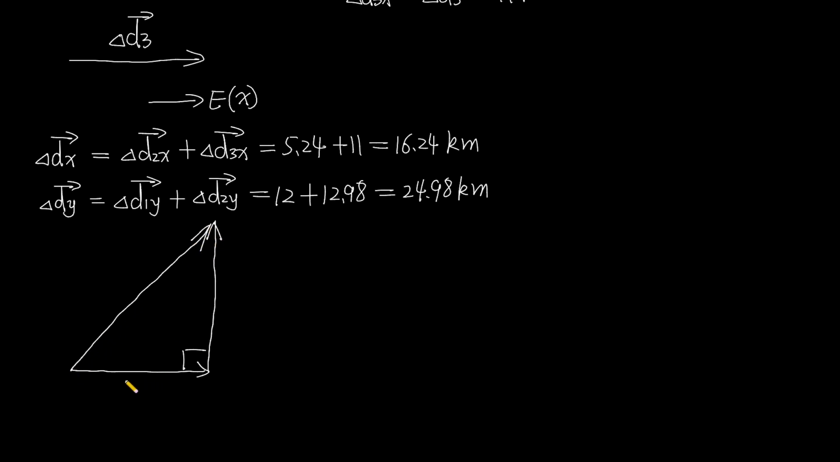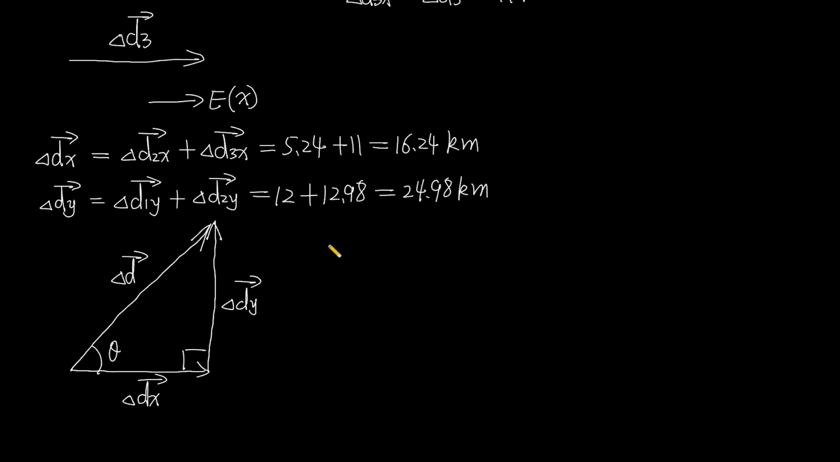So this is vector delta dx. This is vector delta dy. And this is vector delta d. And this angle is theta. This angle is a right angle.